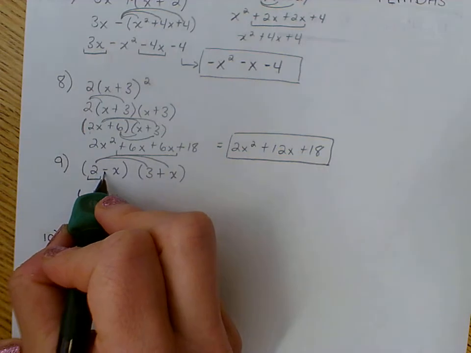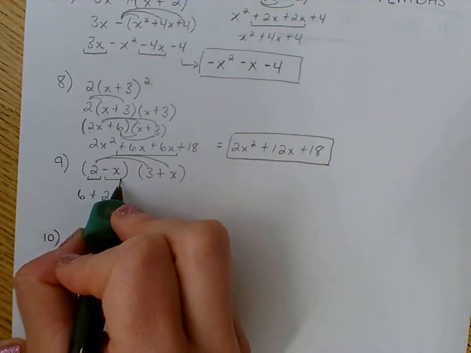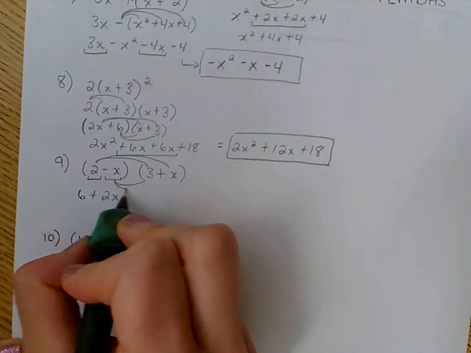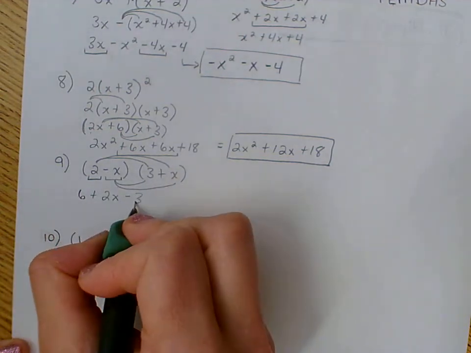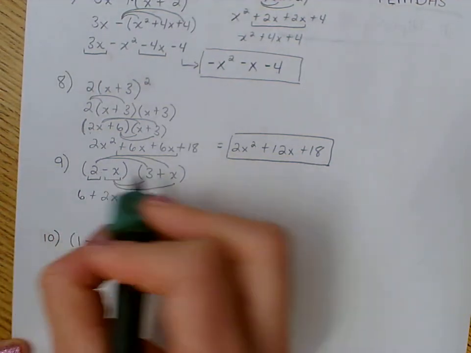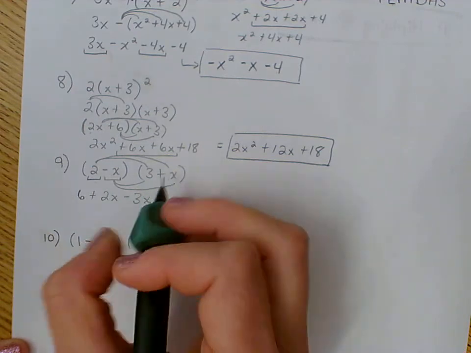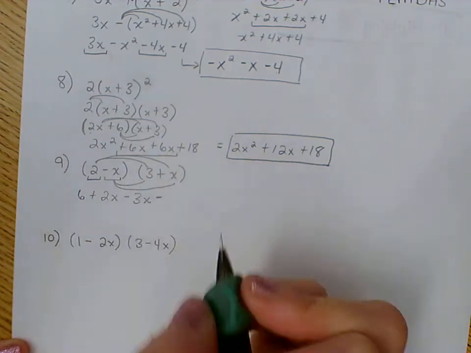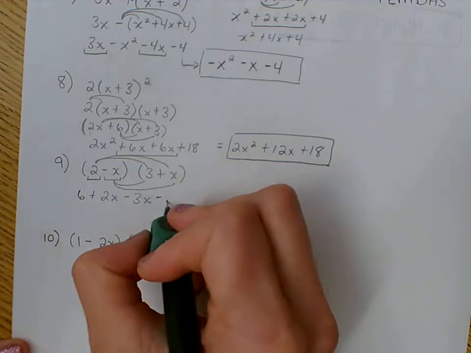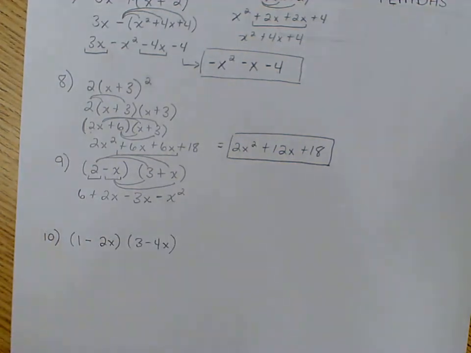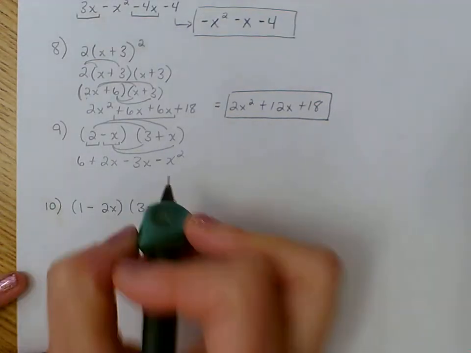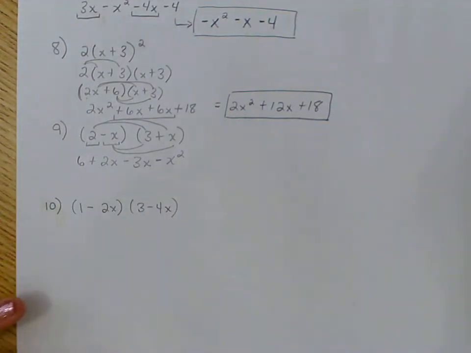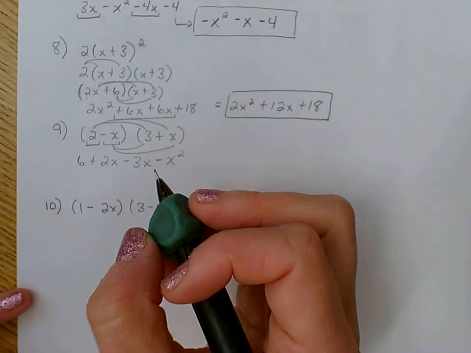And now the other term is the negative x. So I'm going to take negative x and distribute it. So negative x times 3 would end up being negative 3x. And then negative x times a positive x. Well, a negative times a positive is a negative. And then x times x is x squared. So notice the only difference when they do stuff like this is it's not going to be in standard form like we like it, okay? So when we're done, we'll have to put it in standard form, okay?